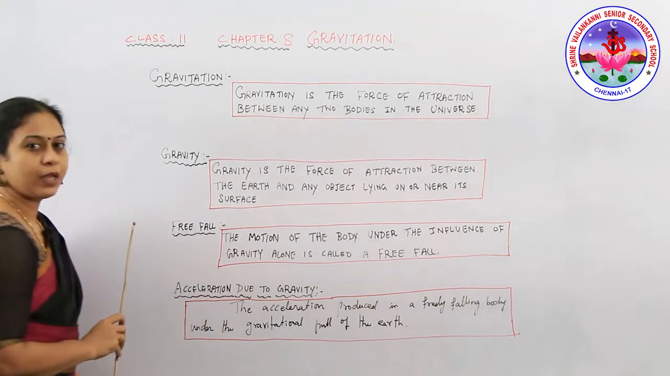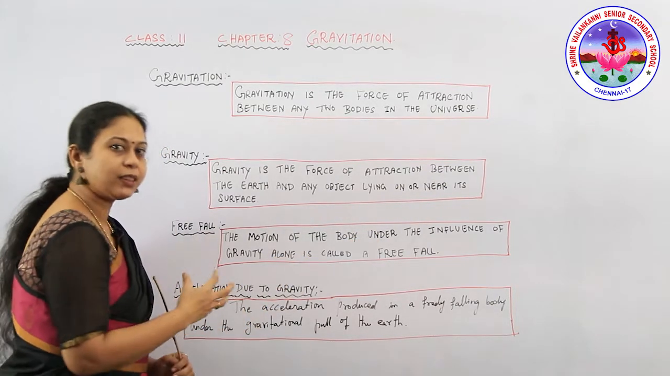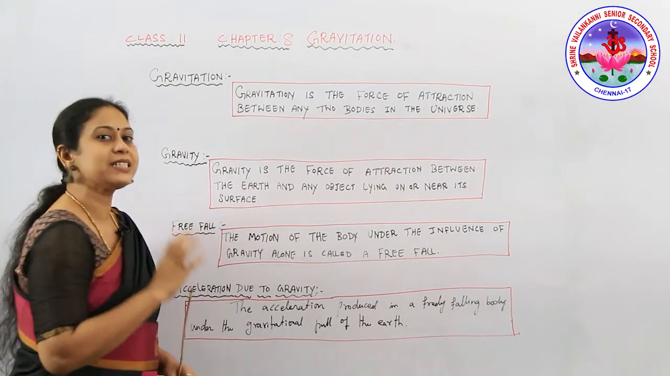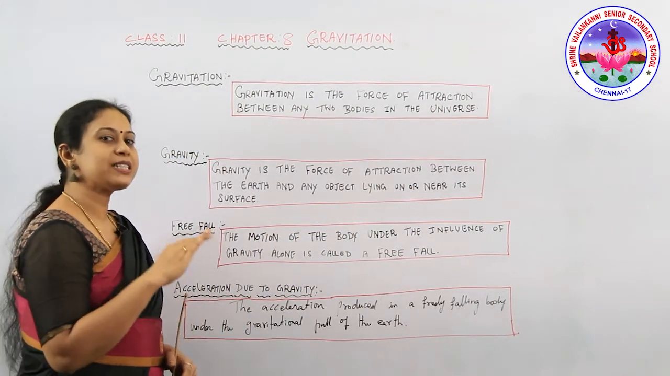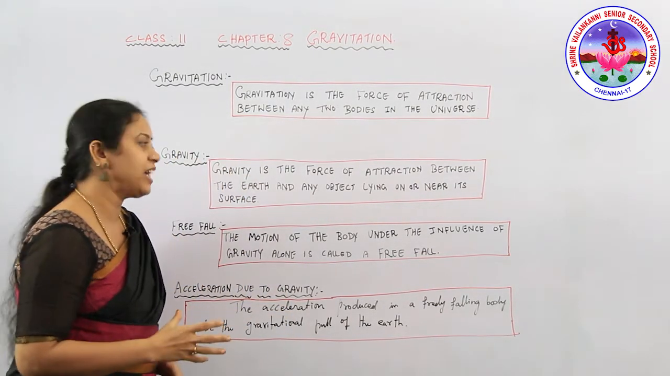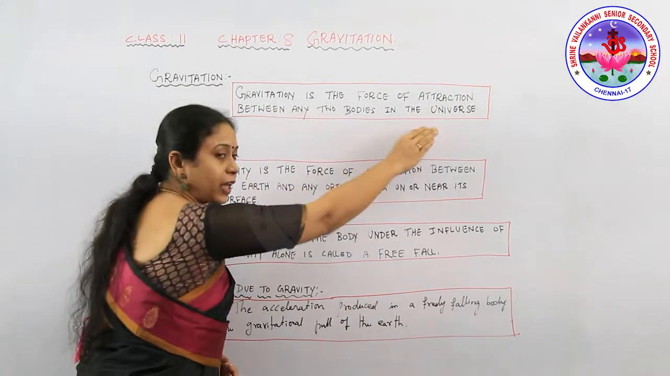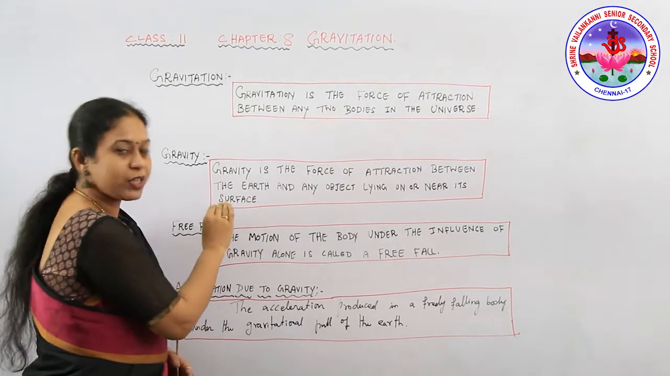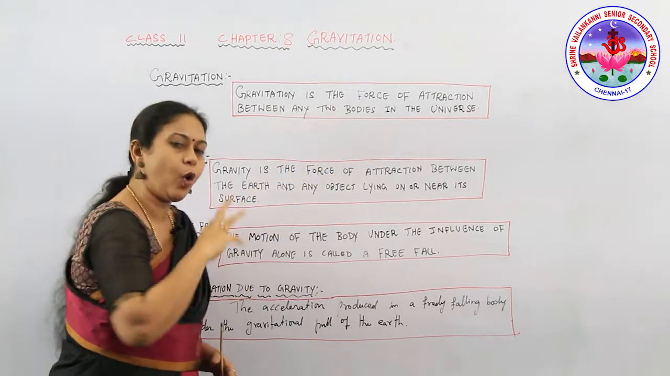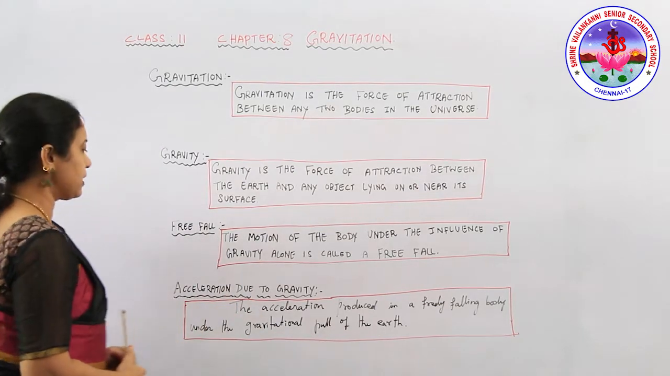The gravity. We can say gravity is the force of attraction between the earth and any object which is lying on or near the surface of the earth. You have to understand the difference between gravitation and gravity. Gravitation is the force of attraction between two bodies in the universe. Gravity is nothing but the force of attraction between the earth and any object which is lying near or on the surface. Understand?